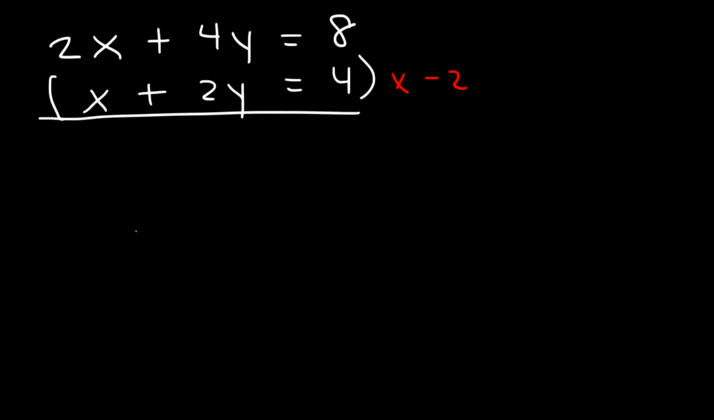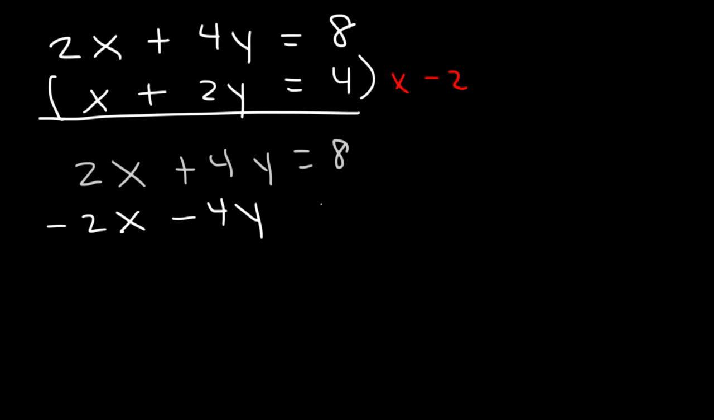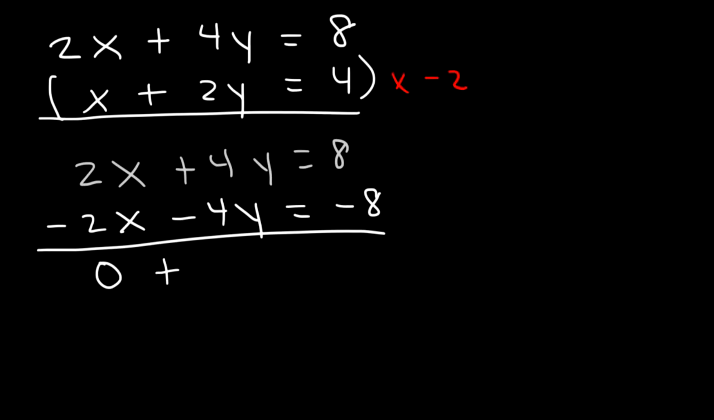So first, let's rewrite the first equation, which is 2x plus 4y is equal to 8. Now for the second equation, x times -2 is -2x. 2y times -2 is -4y. 4 times -2 is -8. If we add the two equations, -2x plus 2x is 0. 4y plus -4y is 0. 8 minus 8 is 0. So 0 equals 0.